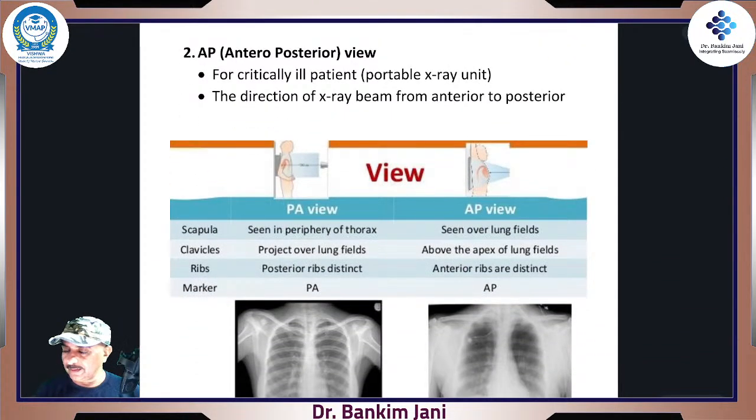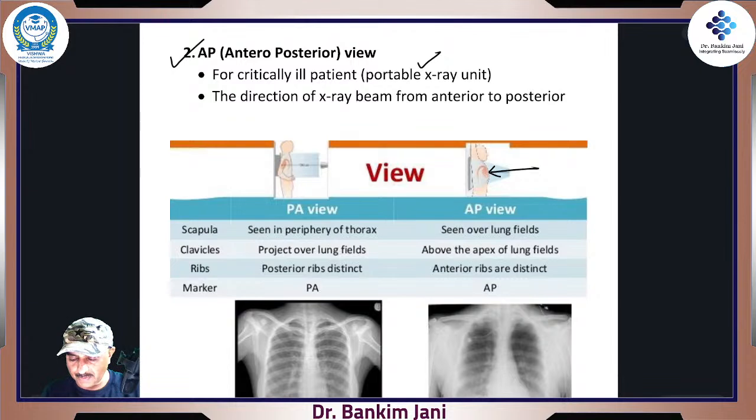So another view, the AP view, the anteroposterior view. This is for a critically ill patient. As we discussed, we can't tell if the patient is in coma, or has got a fracture, or cannot move, he's lying. So then we just insert the X-ray plate underneath, use a portable X-ray from the top, and take the X-ray. So this is a critically ill patient, and when you are taking this portable X-ray, the direction of the beam will be from anterior to posterior, that is the AP view, right?